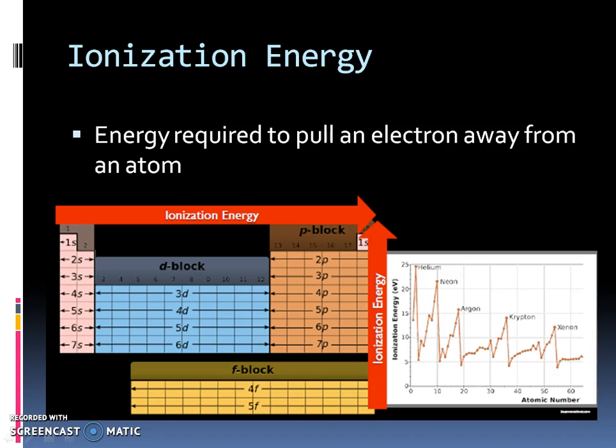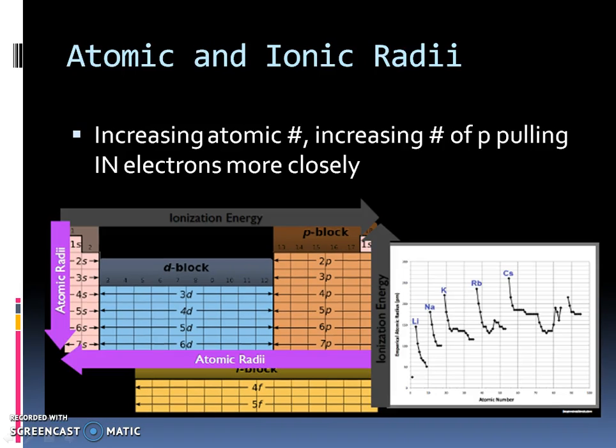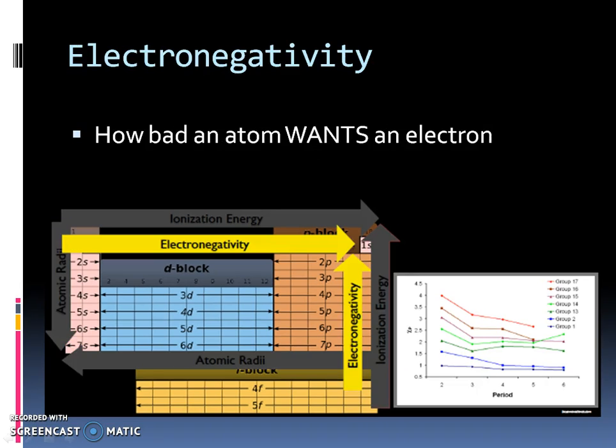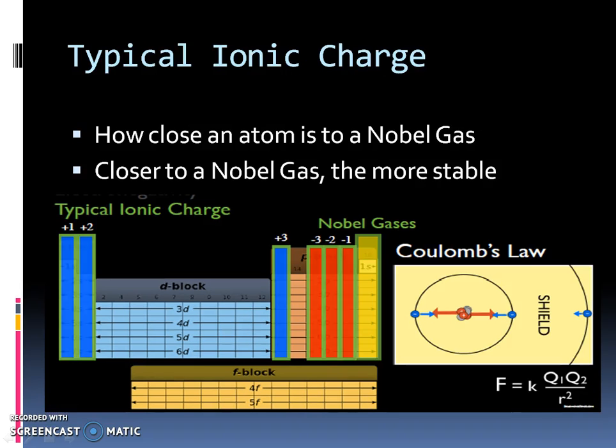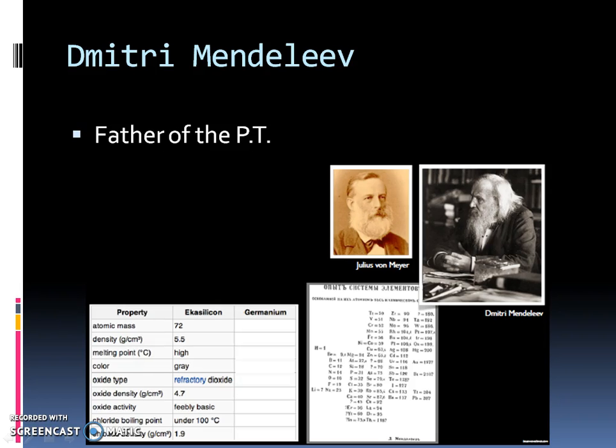So again, he went through the trends. Hopefully by now you know what ionization energy is and what the trend is. You know the atomic and ionic radius, the trend and the why. Electronegativity, again, how bad an atom wants an electron. You should know that trend. And the typical ionic charge, which by now you should know, at least the ones that he went over: +1, +2, +3, -3, -2, -1. And he didn't really talk about those noble gases, but those noble gases do not have a charge, and that's why the atoms want to work closely with them, or closely to get to them.